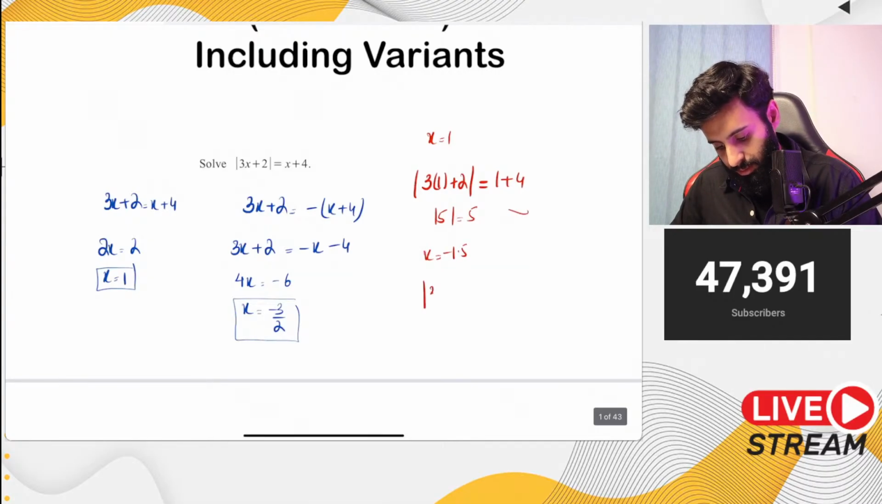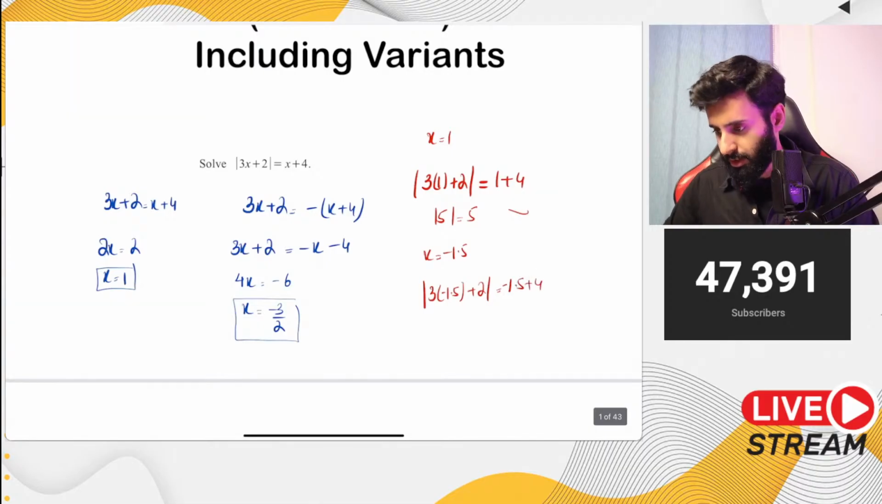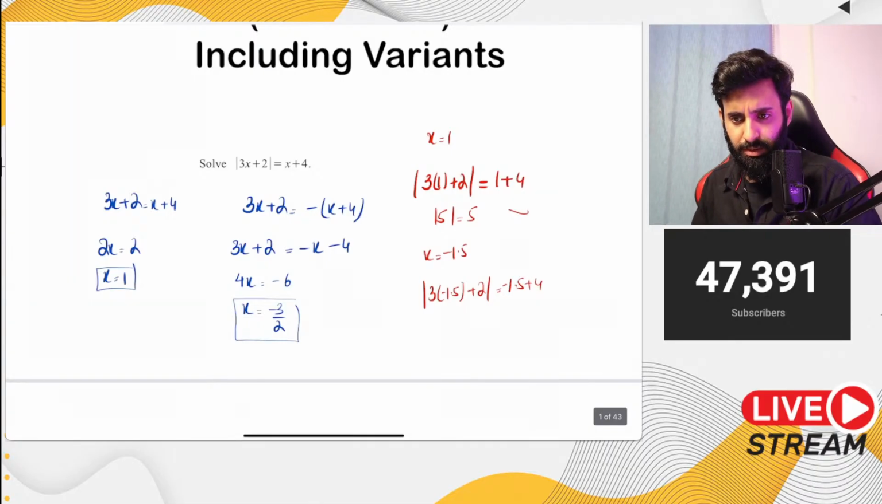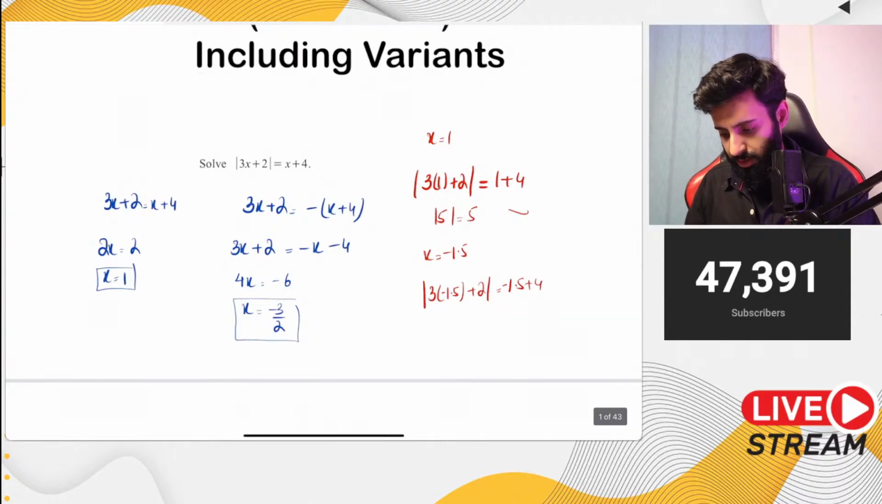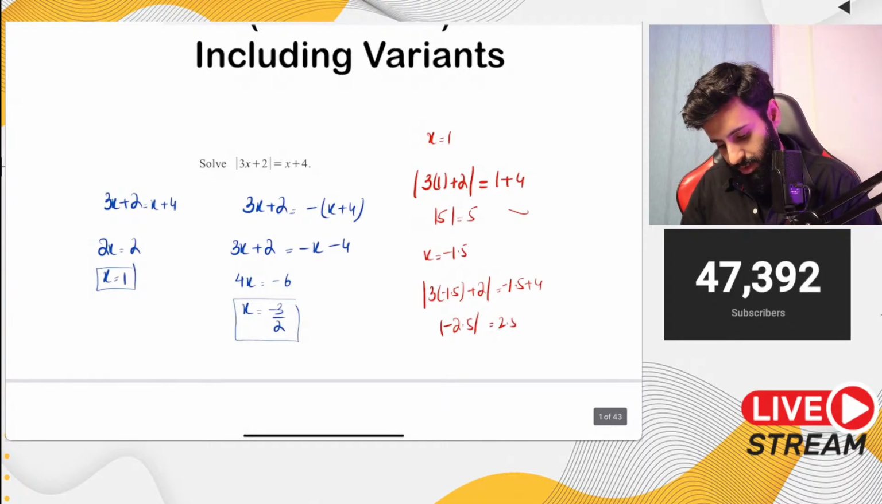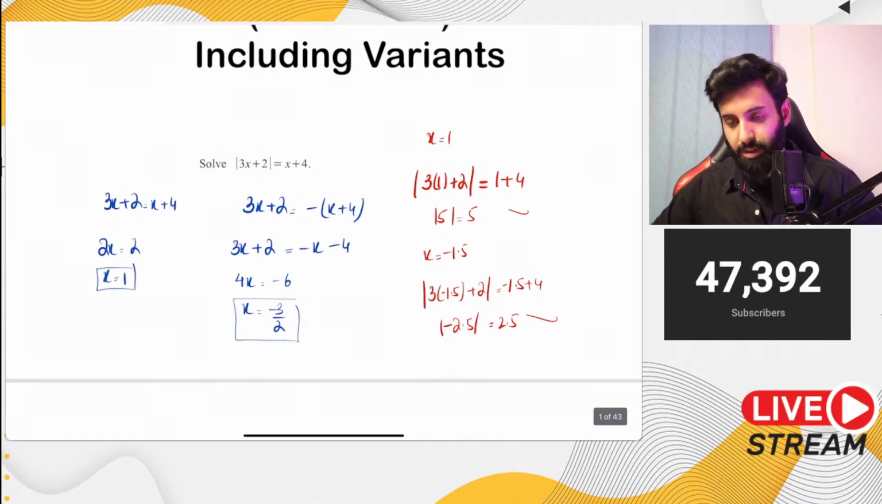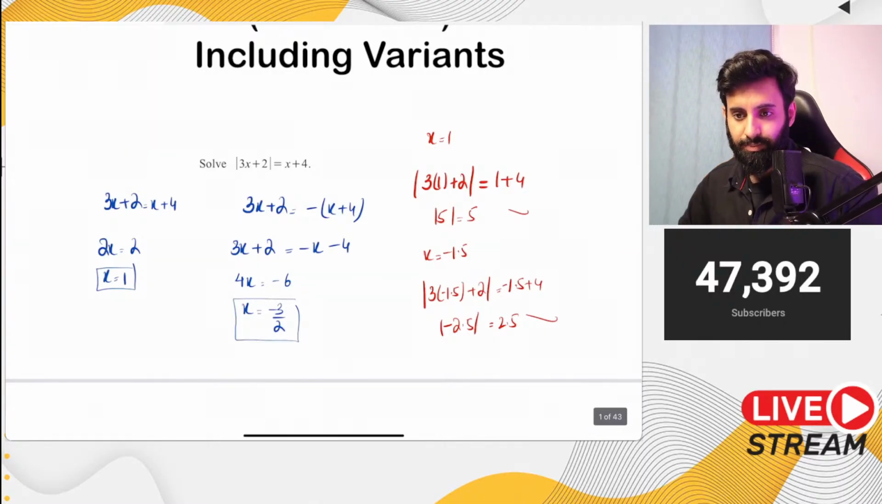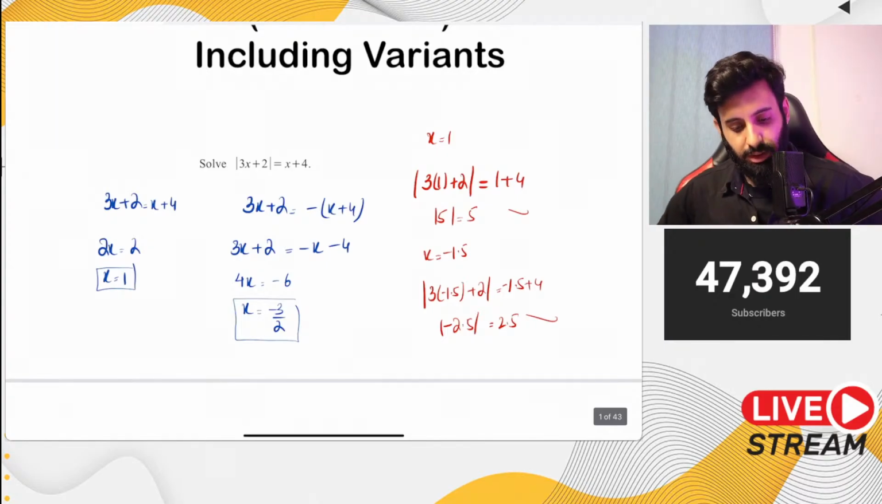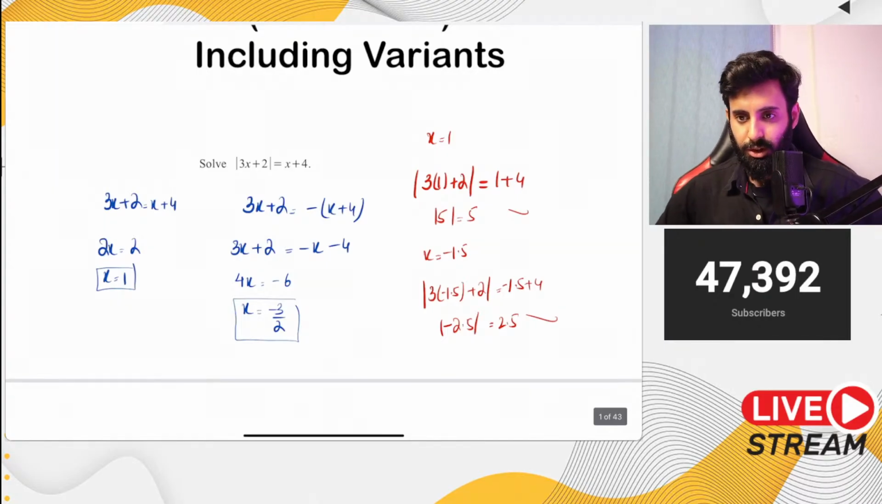See if it holds true as well. So 3 into minus 1.5 plus 2. See if that's equal to minus 1.5 plus 4. I think this also holds. Okay, minus 3 upon 2 does not satisfy. Are you sure? Okay, let's see. 3 into minus 1.5 plus 2, so this is equal to minus 2.5. And 4 minus 1.5 is also equal to 2.5. So both of the answers are correct. Minus 1.5 and 3 upon 2, they're both correct. So whoever said minus 3 upon 2 and 1, good job.